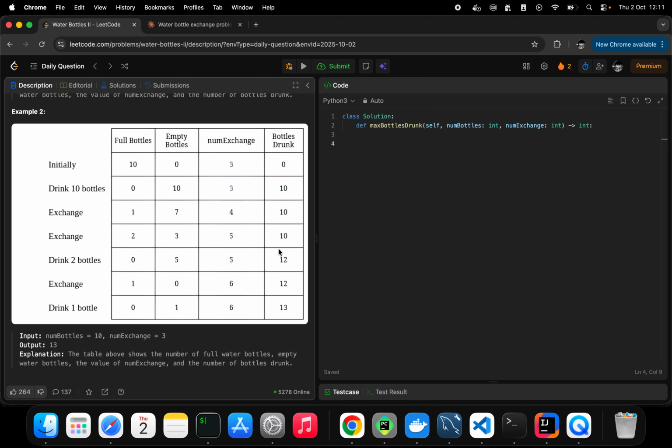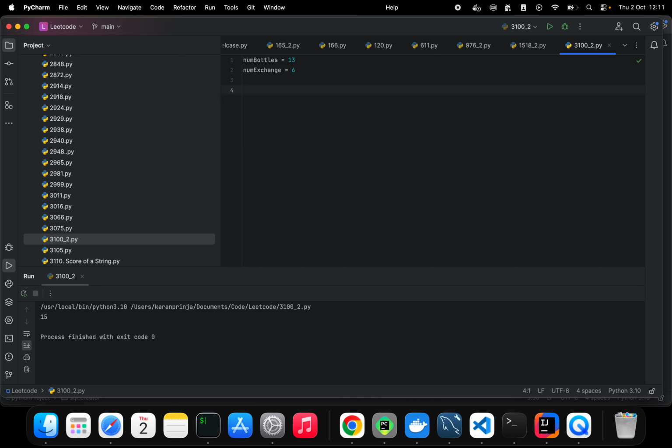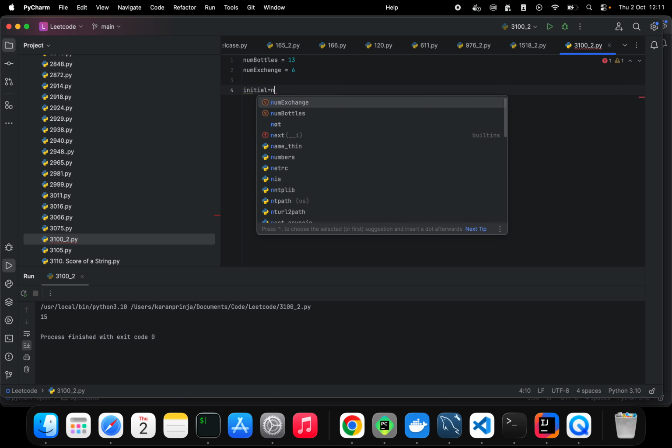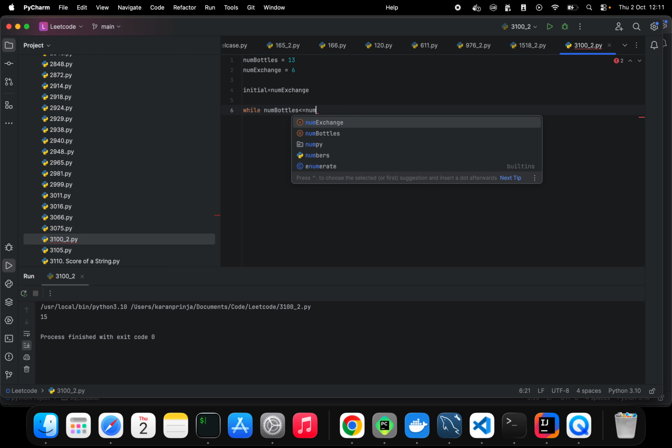Okay, so we are exchanging and drinking, exchanging and drinking. Okay, I got the basic idea. Now let's try to solve it. We have 10 water bottles. Okay, let's start at the initial. I'm not an expert coder, but still I'll try to solve it and see how it goes.